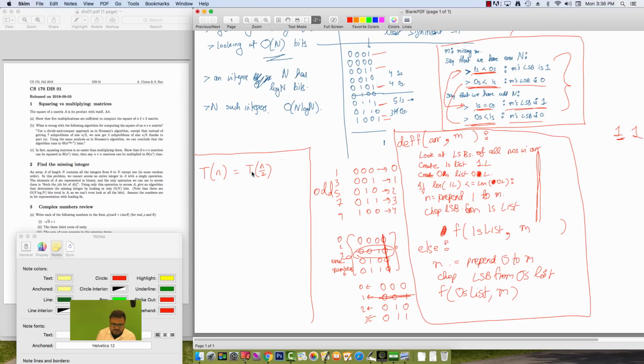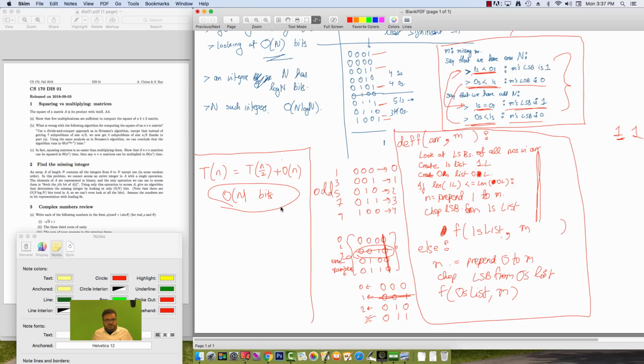And the reason for that is because we call the same problem with an array of half the size, right? We either call it with 1's list or we call it with 0's list, not with both. Plus the amount of work we did here is O of n, because here we had to look at all of the n last bits. And so this comes out to be O of n bits. This says that we looked at O of n bits, which is what we wanted.